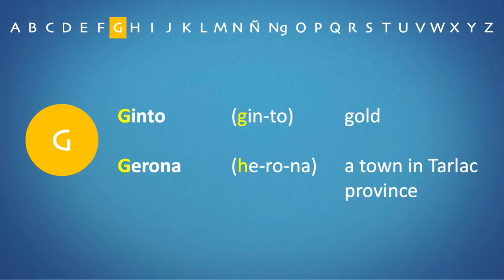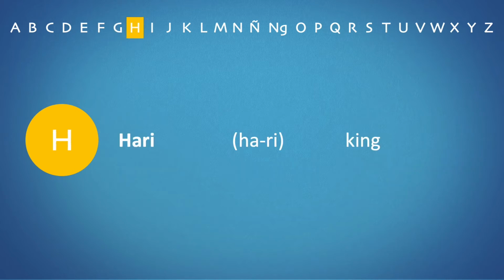Letter G. The letter G can be pronounced with a G or an H sound. For example, ginto, meaning gold. Or Herona, which is a town in Tarlac province. Letter H, Hari, king.